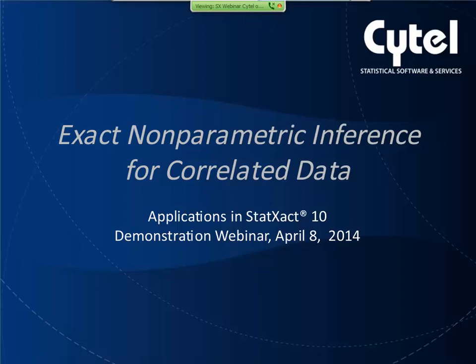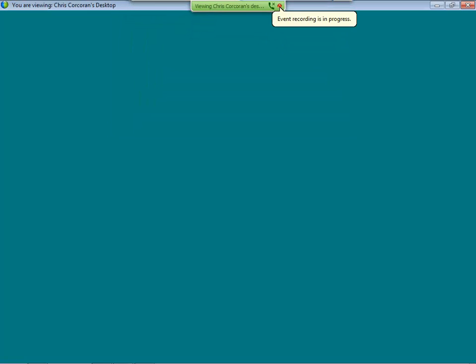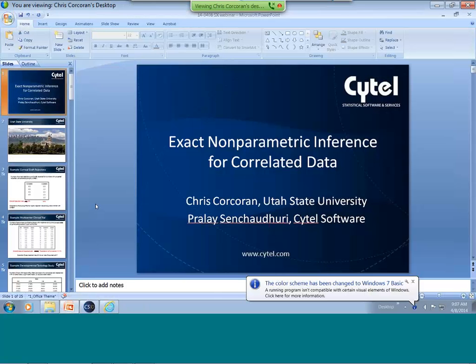Some of this might be a little bit of review for those of you who are more experienced. For others, it may be just a reminder about how exact tests work. But I'll share that rationale with you, step through that. That'll probably take about 15 or 20 minutes. And then we'll do some examples in StatXact using these new tools. So let me go ahead and start here.